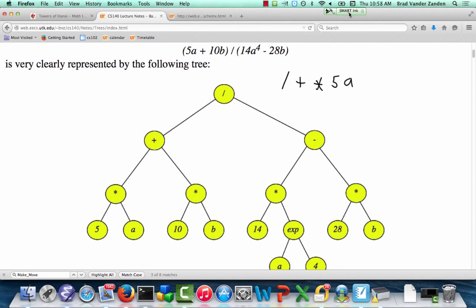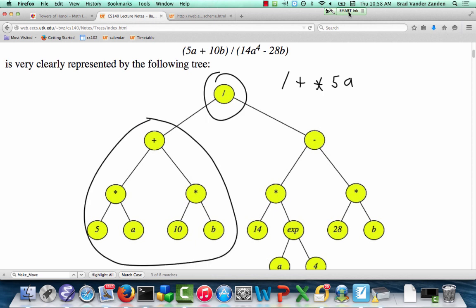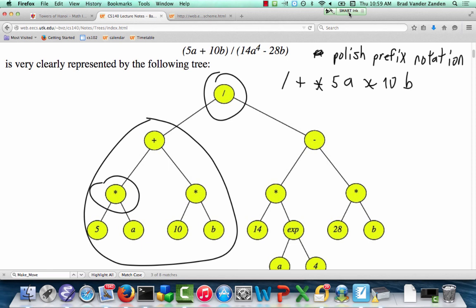It turns out you'd have to do a preorder traversal. You'd start by visiting the root, then you would visit everything in your left child, hence getting the plus, then the times, finally the 5 and the a, then you'd get times, and the 10 and the b. That's called, are you sure about this, Alan? It's reverse? I think that might be regular Polish. Okay, I think it is Polish prefix notation. And that requires a preorder traversal.